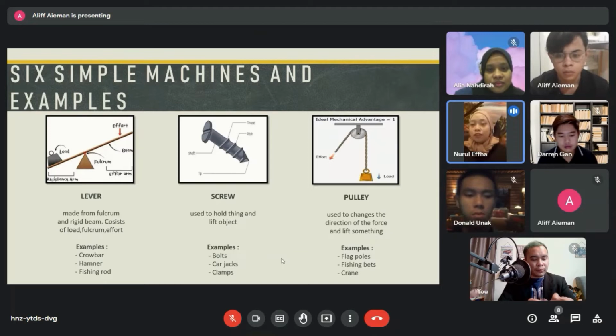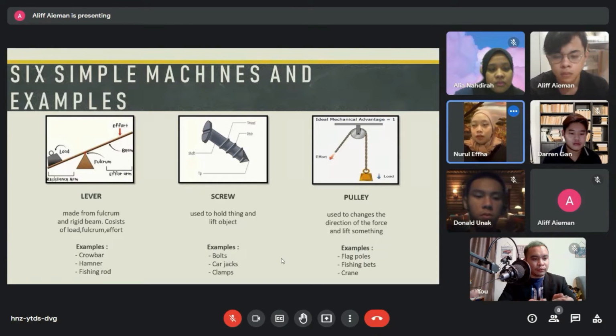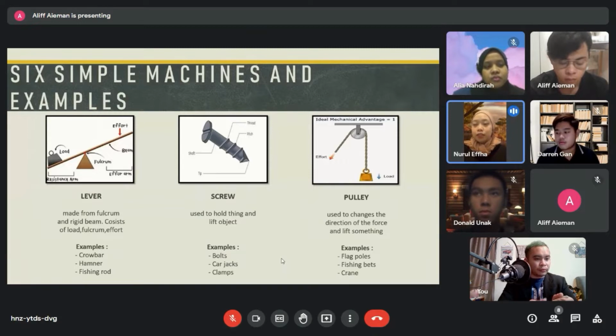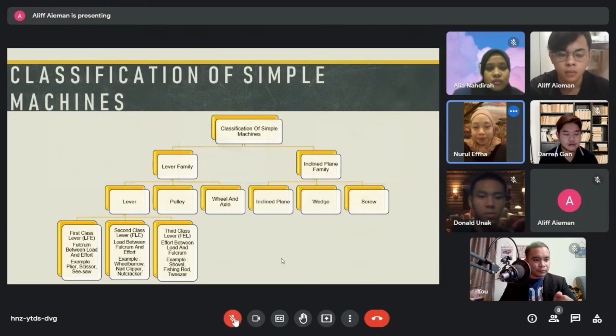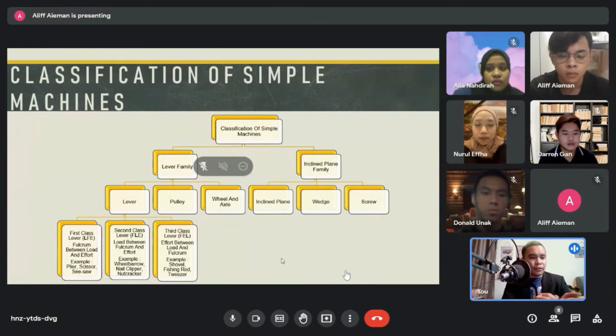Next is screw. It's used to hold things and lift objects. Examples are bolt, car jack, and clamp. The last is pulley. It is used to change the direction of the force and lift something. Examples of the use of pulley are flag poles, fishing baits, and crane. That's all from me. I will pass to Osman. All right, thank you, Eva.